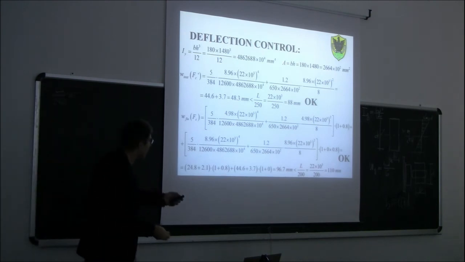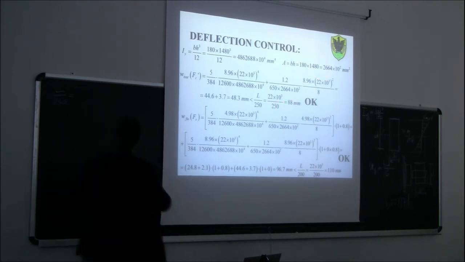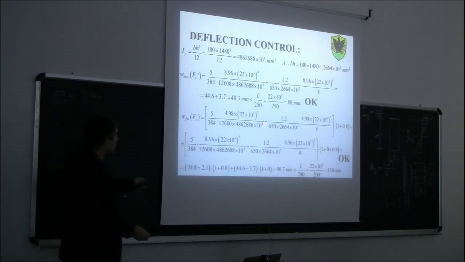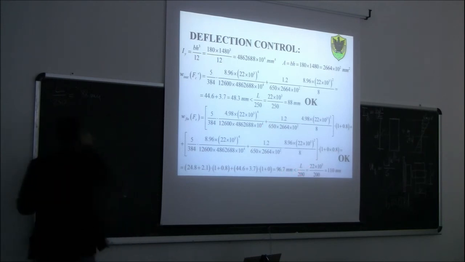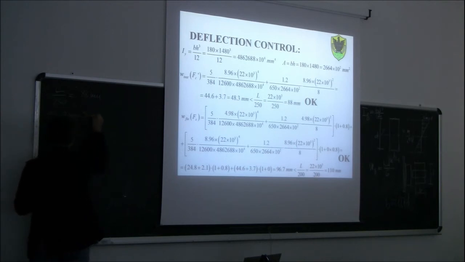Actually, no, sorry. It's already that. Where was it? This one. This. So it's 88 millimeters. Suppose that we had to design in the long term for this criteria. So we will get here 96.7 millimeters, which would be greater than 88 millimeters.